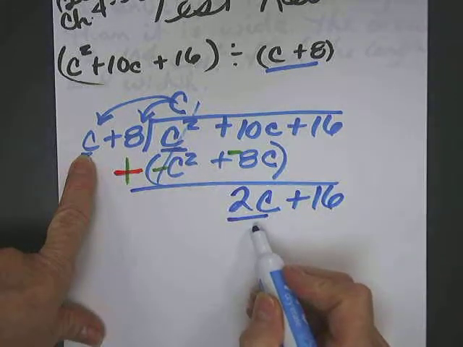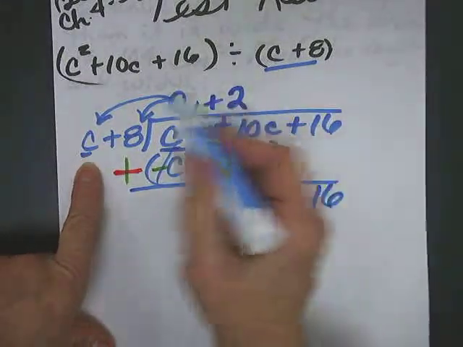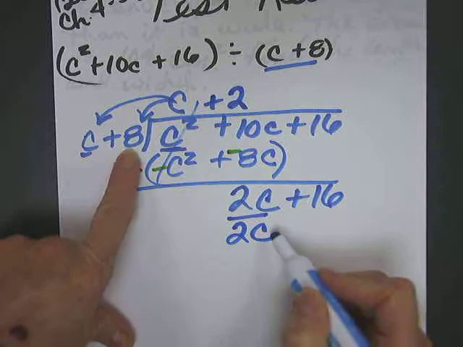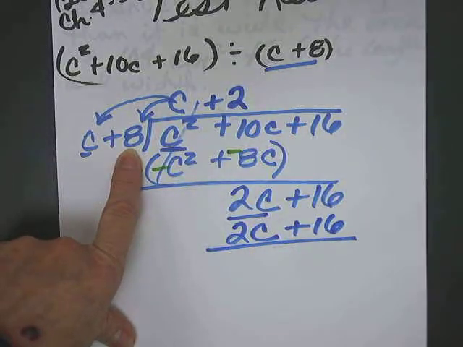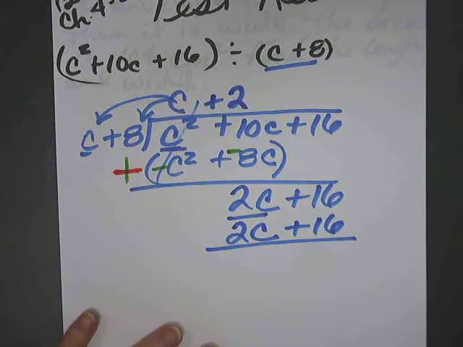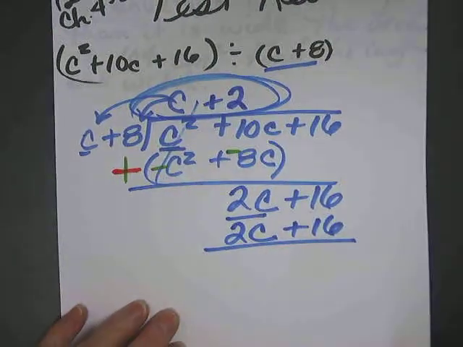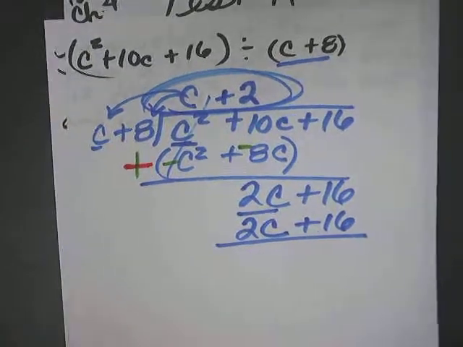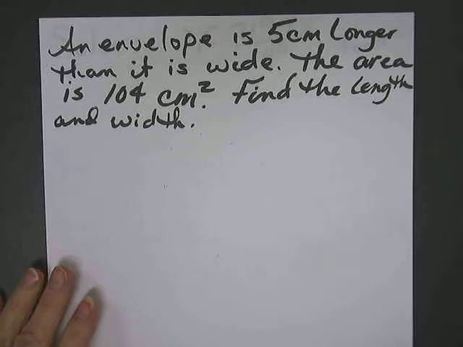Okay, how are we going to get this? Positive 2 plus 2, okay, times the c, times the 8. It's going to all cancel out. We have no remainder, right? So what's our answer? C plus 2. Okay? Questions? All right.